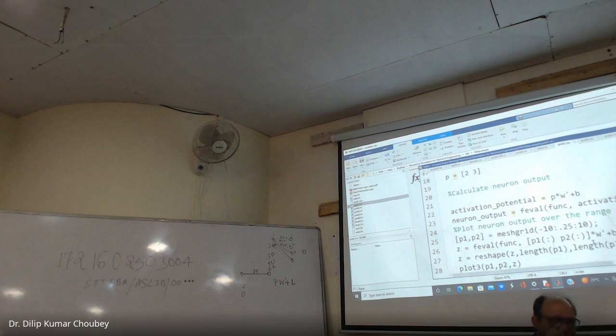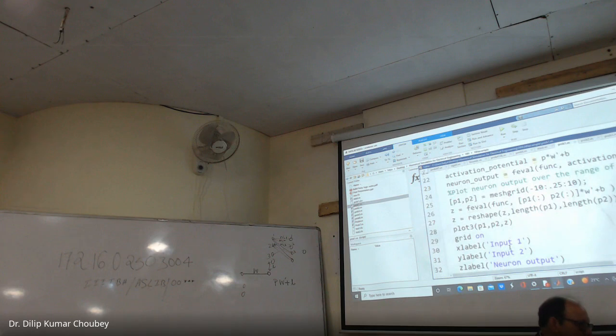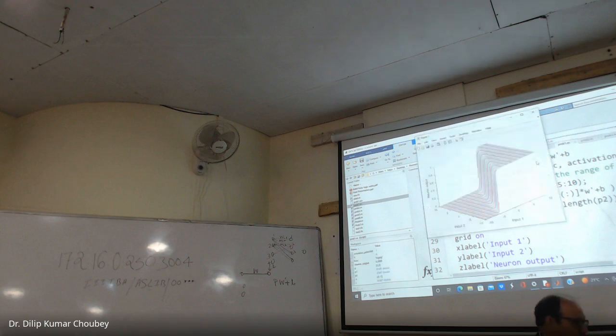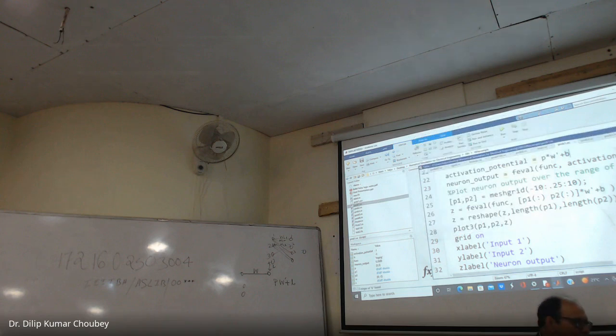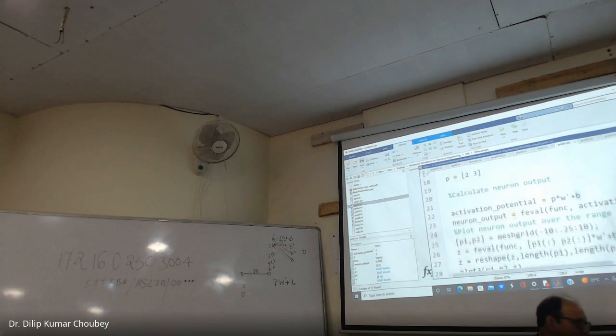Initially we write the program for only one particular function. Then over the range of P1, P2, if we increase the range, we find out what the output of the function is. Then we find the result and the plot of P1, P2. If you run the program, you can see minus 10 to 10, similarly minus 10 to 10, and the output. Which function is this? The function we consider here is the logsig.